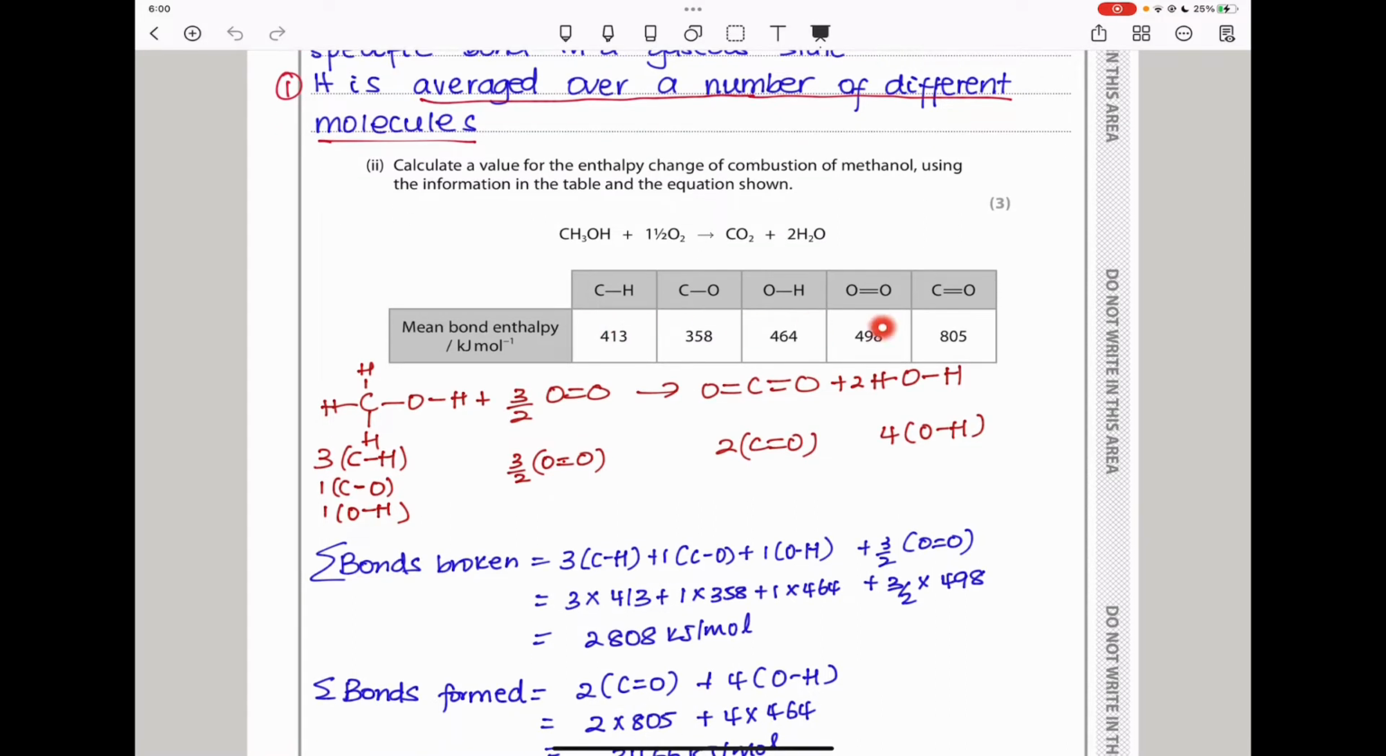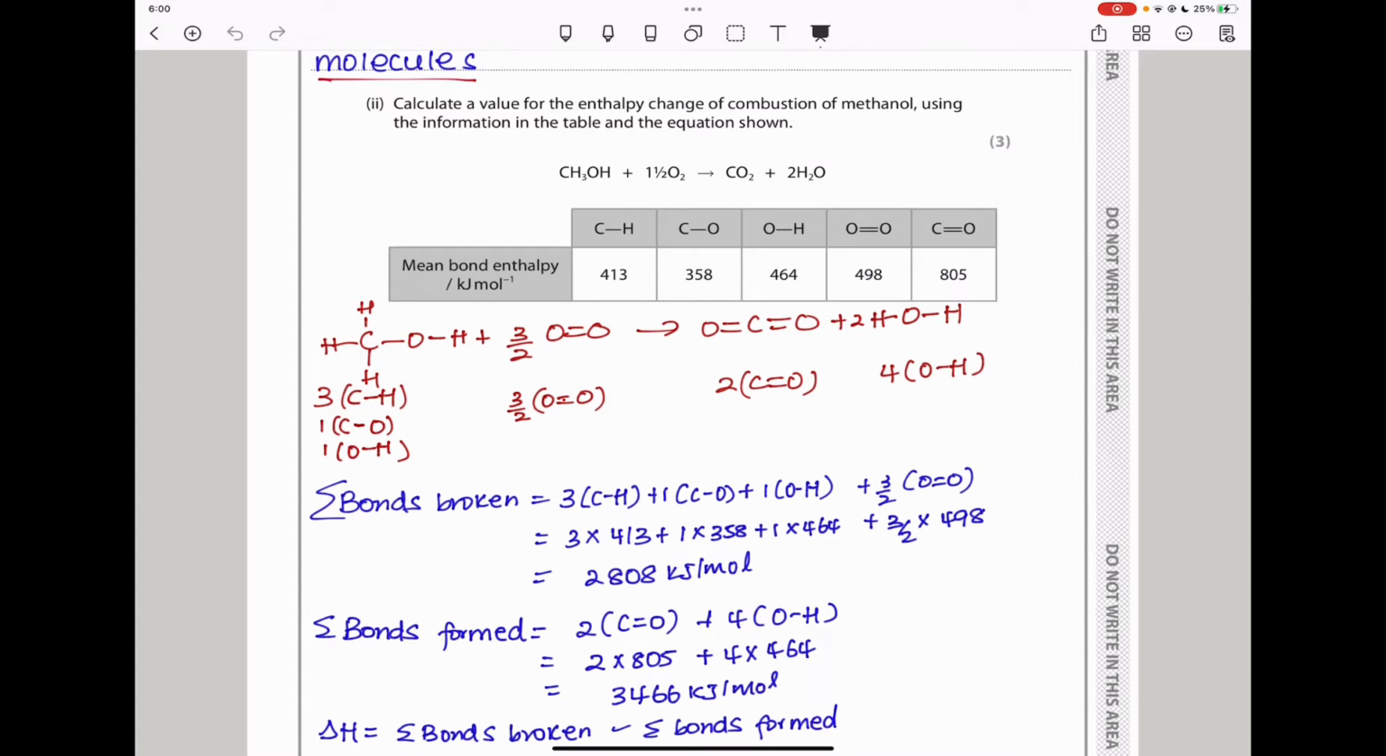So to use the information from the table to calculate, the bond enthalpies were given. I said to find the delta H, it should be the summation of the bonds broken minus the summation of the bonds formed. Here I began by calculating the bonds broken. We have 3 carbon-hydrogen, so 3 times 413, plus 1 times 358, plus 1 times 464, plus 3/2 times this one here, 498, and that gave me a total of this. Those are these bonds here.